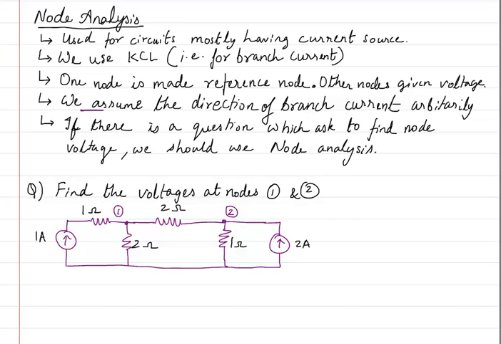Next is the assumption of direction of branch current. See here, right now no branch current is drawn.